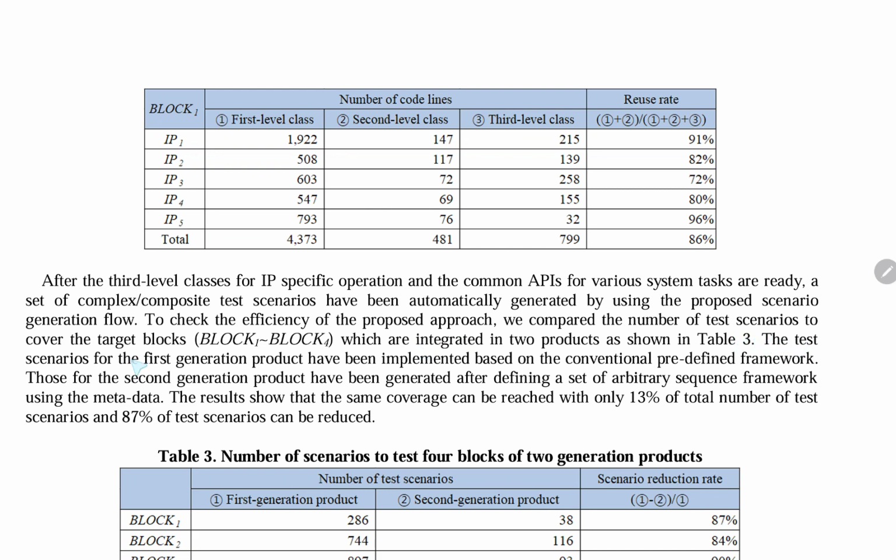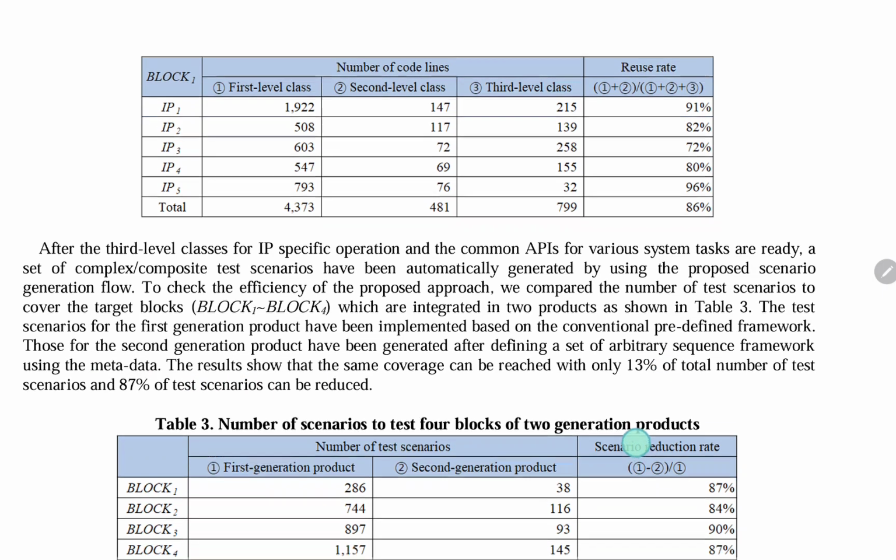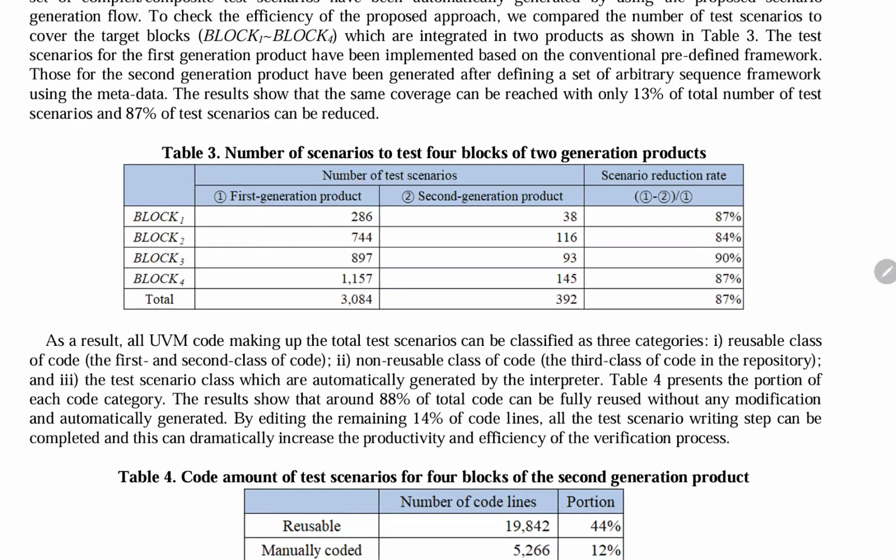The test scenarios for the first generation product have been implemented based on the conventional predefined framework, while those of the second generation product have been generated after defining a set of arbitrary sequence frameworks using the metadata. The result shows that the same coverage can be reached with only 13% of the total number of test scenarios, and 89% of the test scenarios can be reduced. Table 3 is the number of scenarios for the 4 blocks for the 2 generation products.